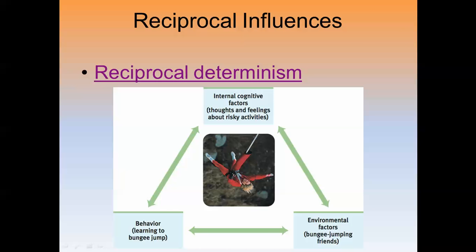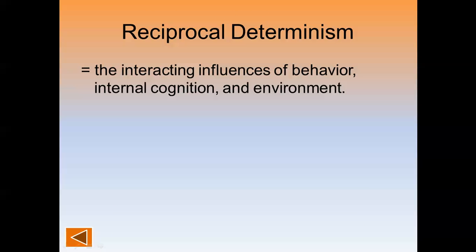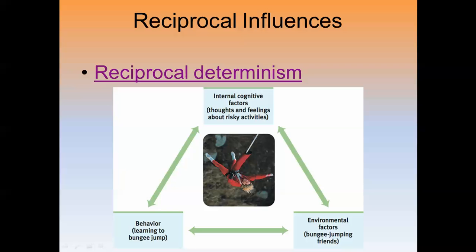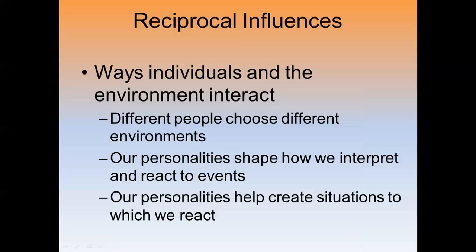Reciprocal determinism can be a difficult concept, so let's talk about what it is. This refers to the interacting influences between personality and environmental factors, okay? And we can interact with the environment in numerous ways, as you can see right here. Interactions between individuals and environments occur when different people choose different environments, when our personalities shape how we interpret and react to events, and when our personalities help create situations to which we do react.